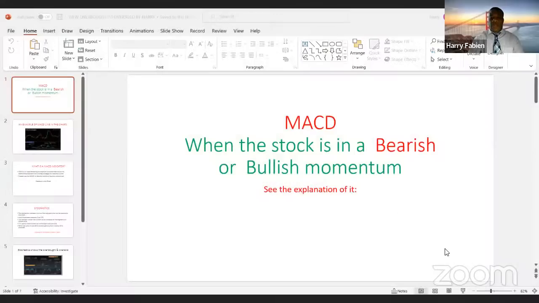Now, let's go there. Let me show you something. Let me see if I can share some of my screen there. Yeah, see if I can share. I'm going to show you something about it. In other words, it is a MACD, when the stock is in bearish or bullish momentum. That's why I'm going to show you the difference when to use a MACD.